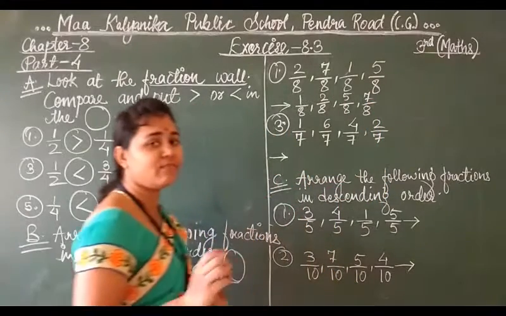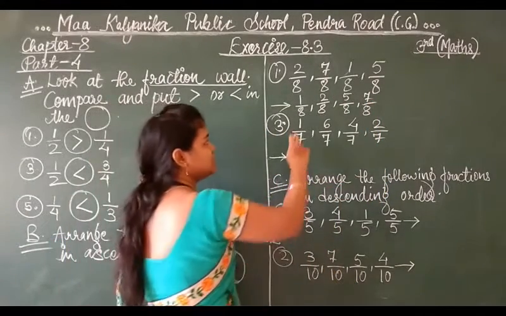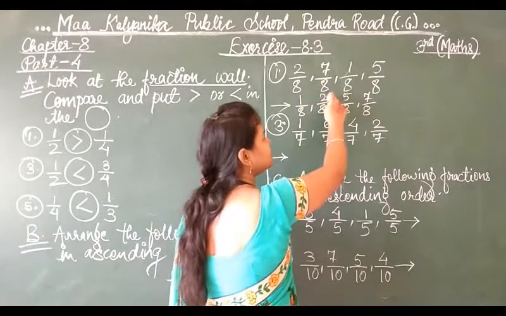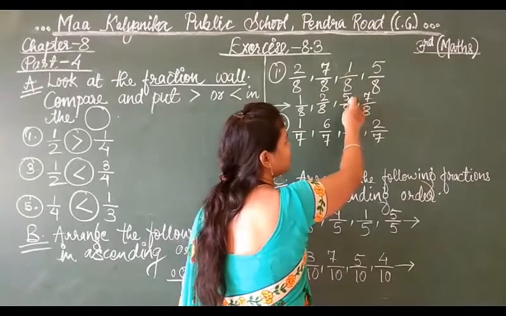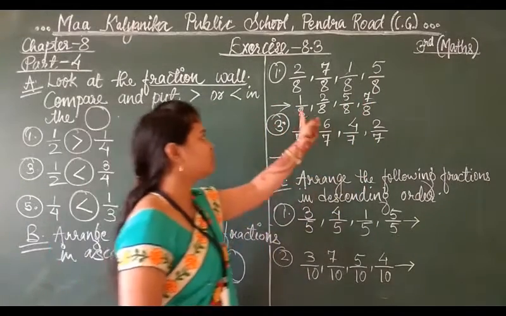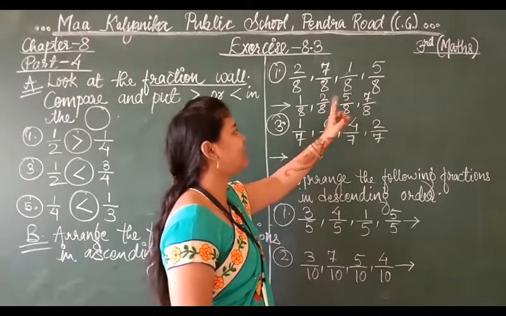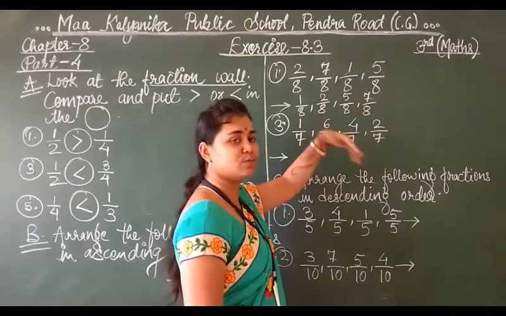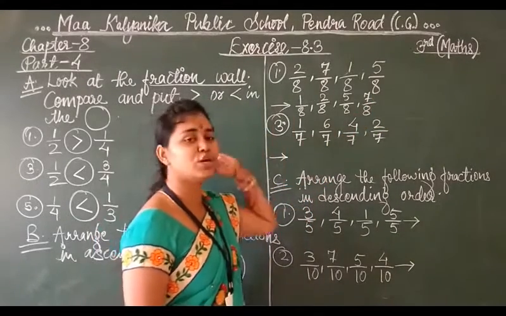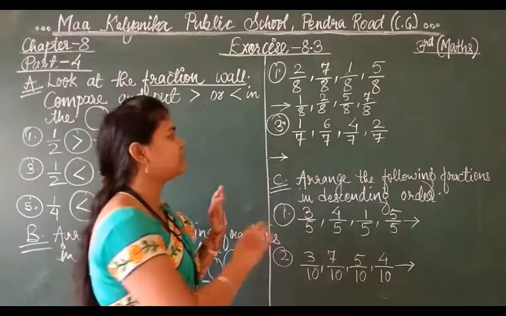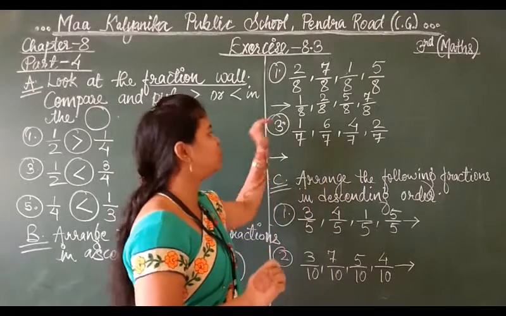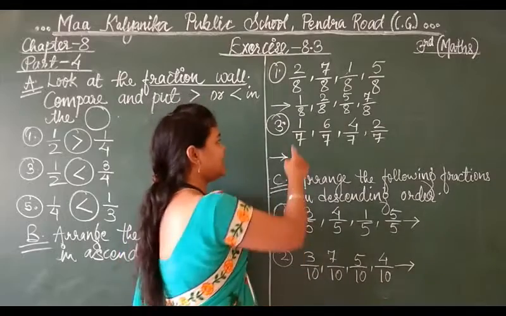Simply students, if it is a like fraction, then only. See, all the denominators are same. So simply 1 is smaller than 2 and 2 is smaller than 5, 5 is smaller than 7. So in ascending order, 1 by 8, then 2 by 8 is greater, then 5 by 8 is more greater, then 7 by 8 is the greatest out of these 4 fractions. It is very easy. Simply, if the denominator is same, you have to go through only the numerators serially, in ascending order.